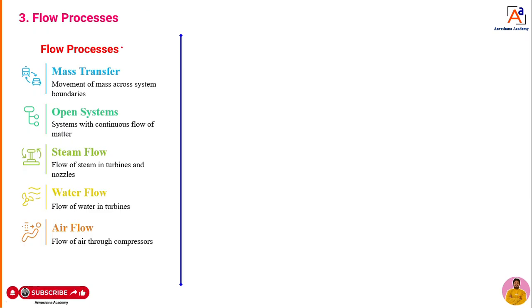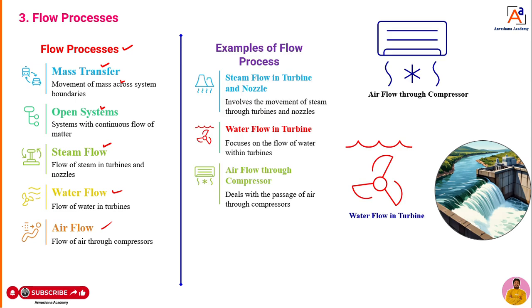Now, what is a flow process? Key points. In a flow process, what happens? Mass is going to transfer. There is a movement of mass across the system boundary. Where is it going to happen? It is going to happen in the open system. What are the examples you can take? Steam flow, water flow, and air flow. Okay, these are examples for what? Flow process, that you can see here now, dear students.